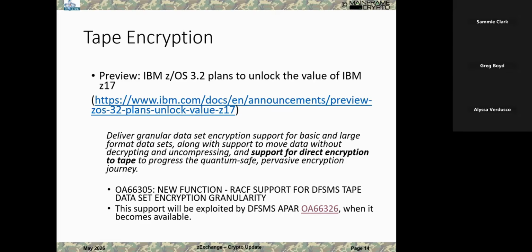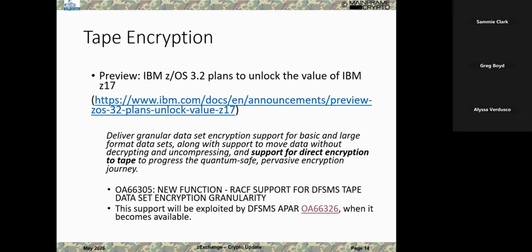That said, the formal announcement of z/OS 3.2 has no mention of that support. So, doing a little bit more digging, there is an APAR, OA66326, that is the APAR that will implement tape encryption in DFSMS. It has not closed yet. So apparently it is still in test.